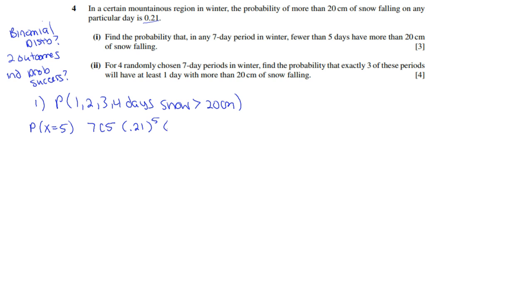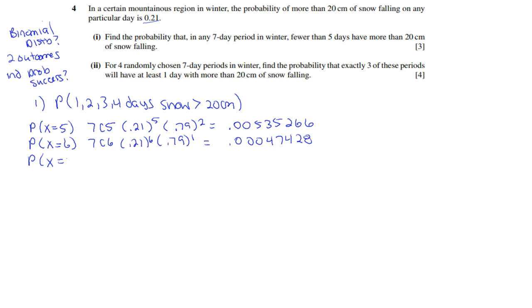So anyway, you use the combinations. It would be 7 combination 5 times the probability of success to the 5th power, and the probability of failure to the 2nd power. And then I'm going to repeat this with x equals 6. It'll be 7 combination 6 times probability of success to the 6th, and then probability of failure to the 1st. And then one more time, I'm going to do the probability of it being 7. I'm going to follow the same kind of program. And then all I'm going to do is add these up and subtract their total from 1. And that'll actually be the probability of 1, 2, 3, or 4 days of having greater than 20 centimeters of snow.